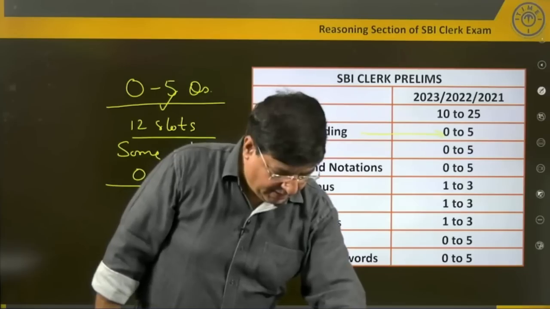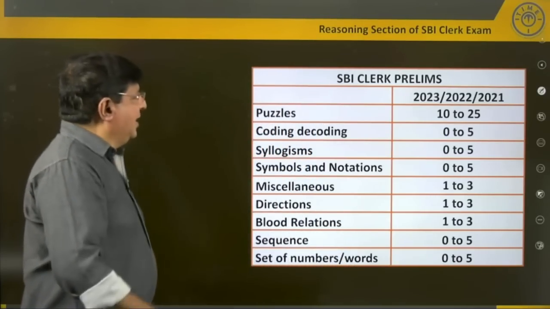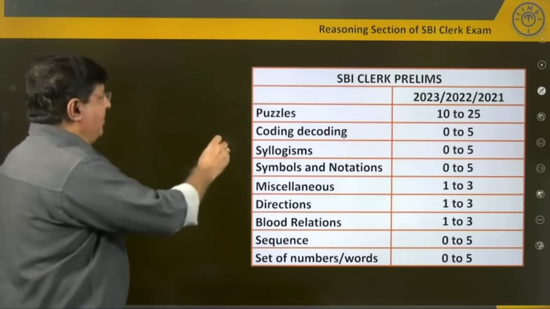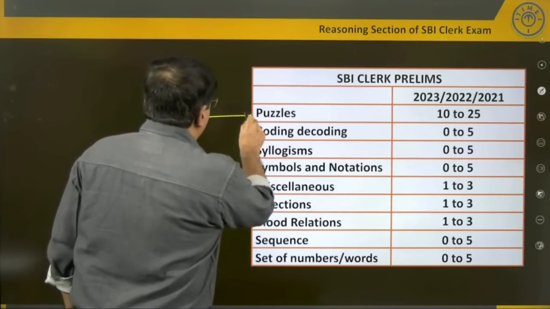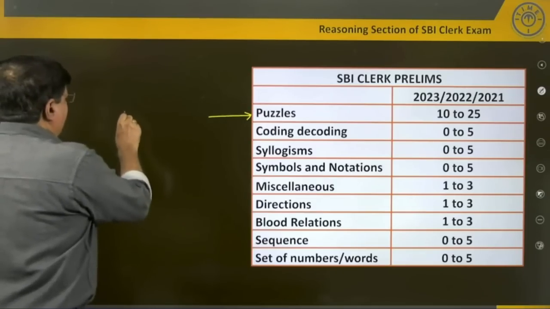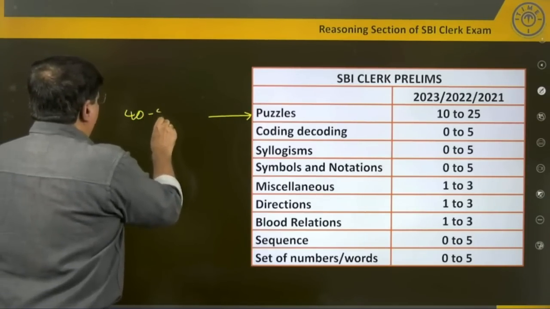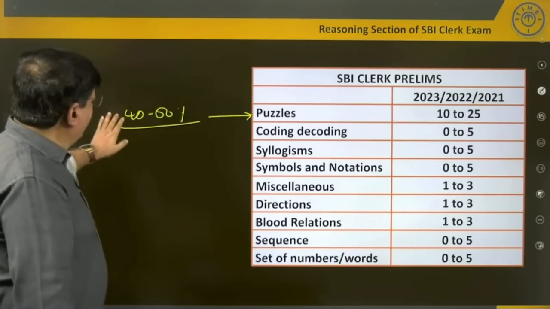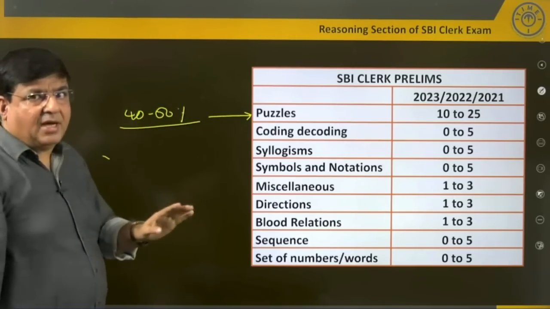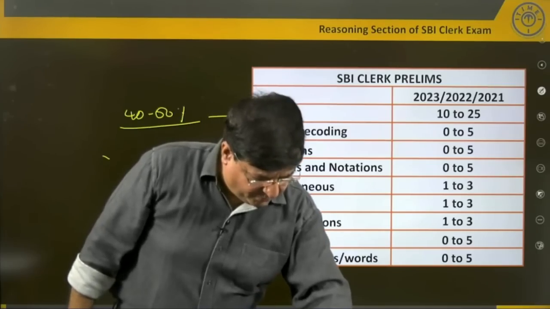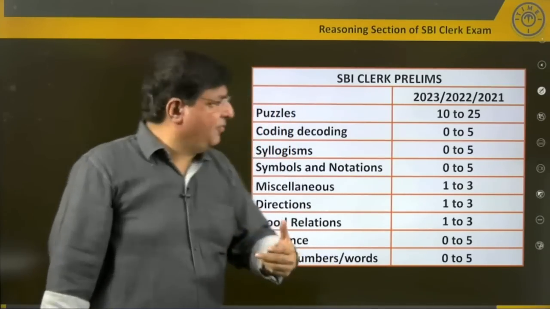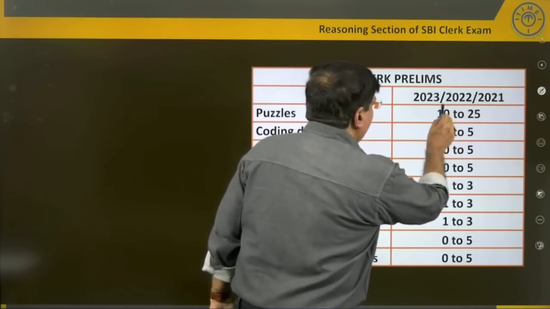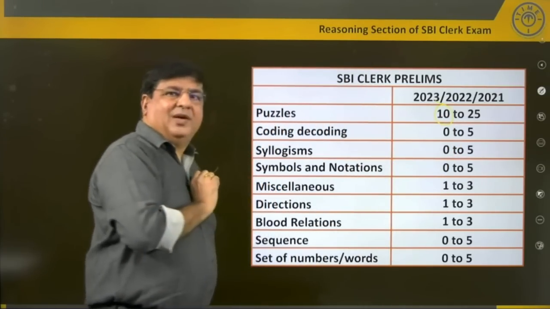Now, we discussed in the previous slide that the most important topic is puzzles. About 40 to 50% of the questions are from puzzles. Now, when I say 40 to 50% of questions are from puzzles, you will be wondering why we have given 10 to 25 questions here.